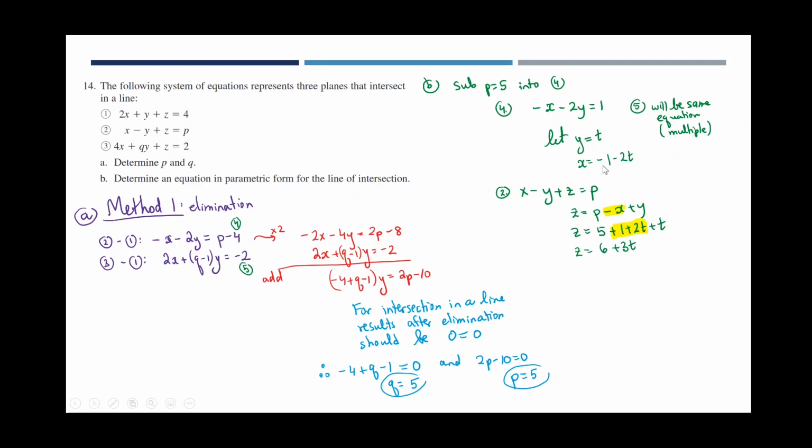So negative of all of these negatives will make those positive. And instead of the y, we have the t parameter, and collecting like terms gives us this expression for the z component.